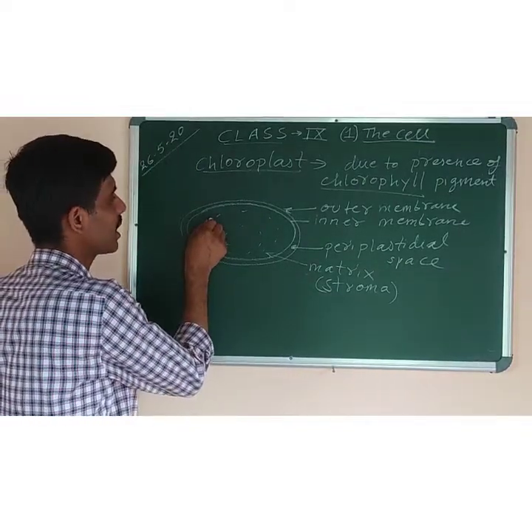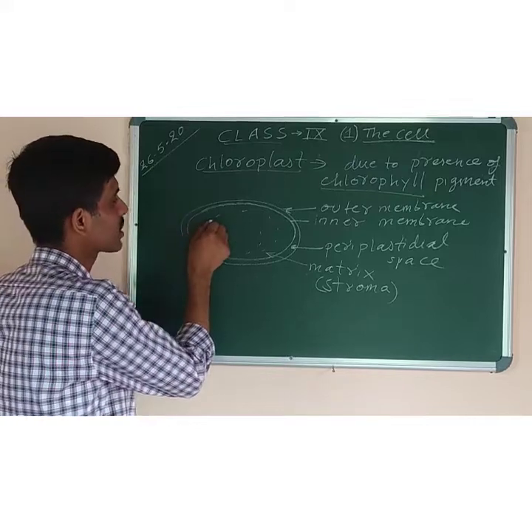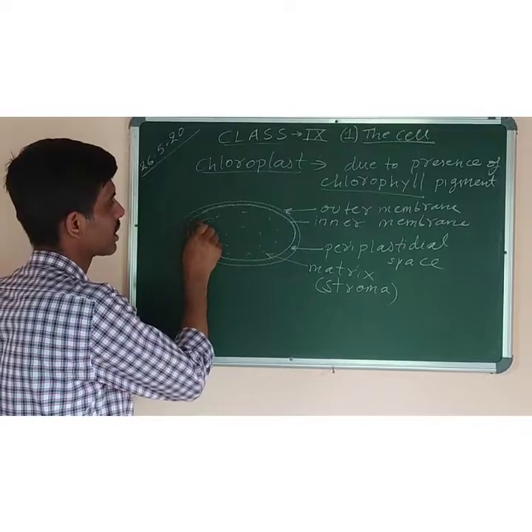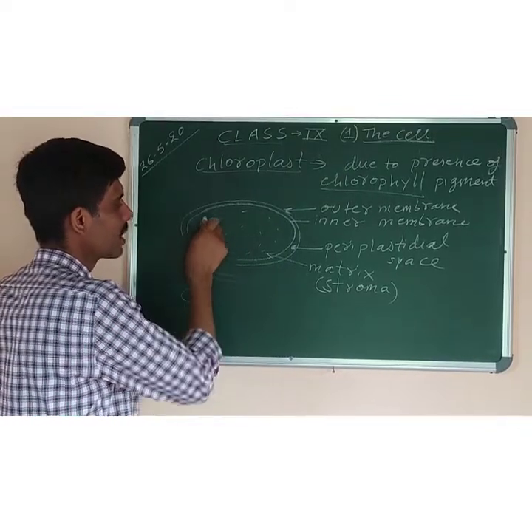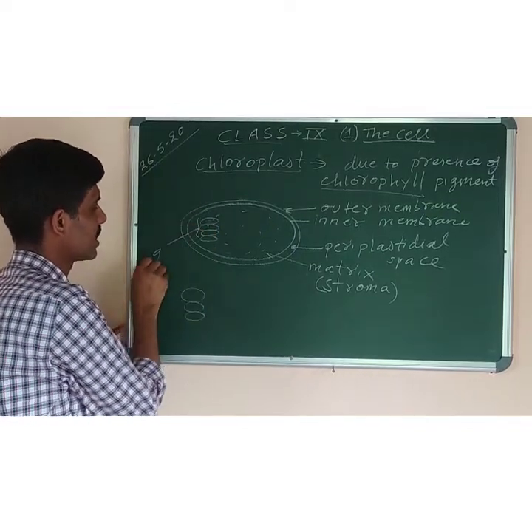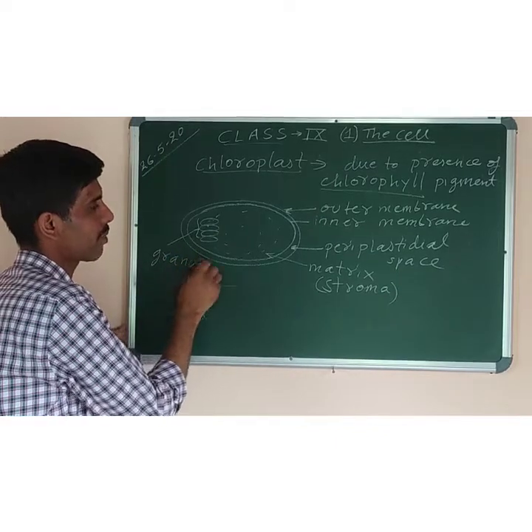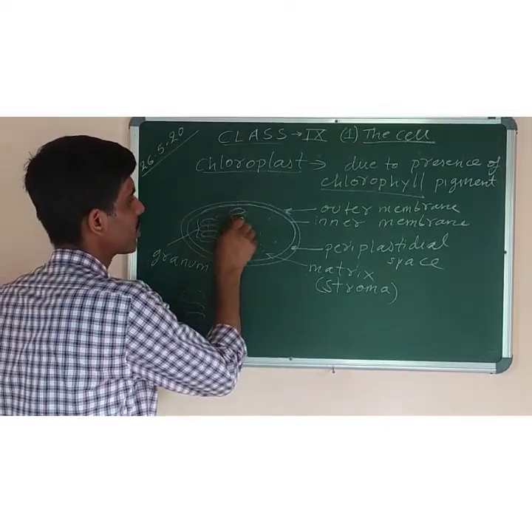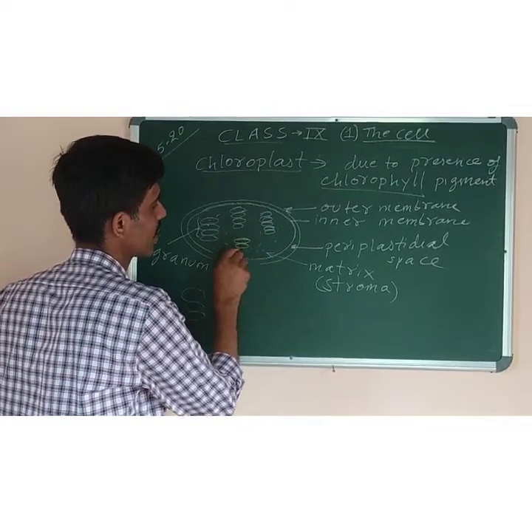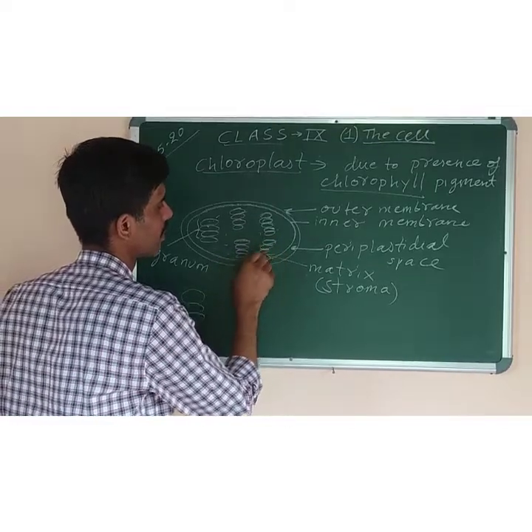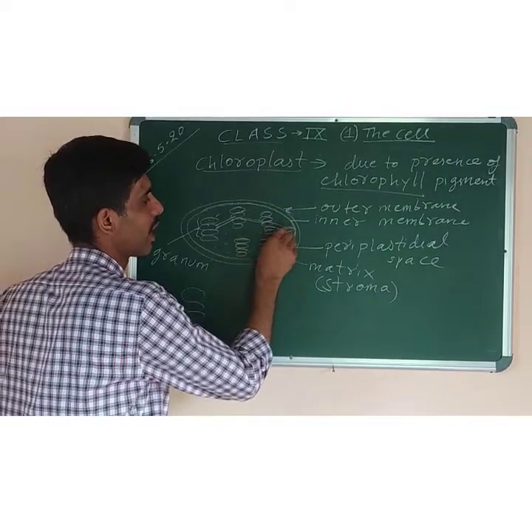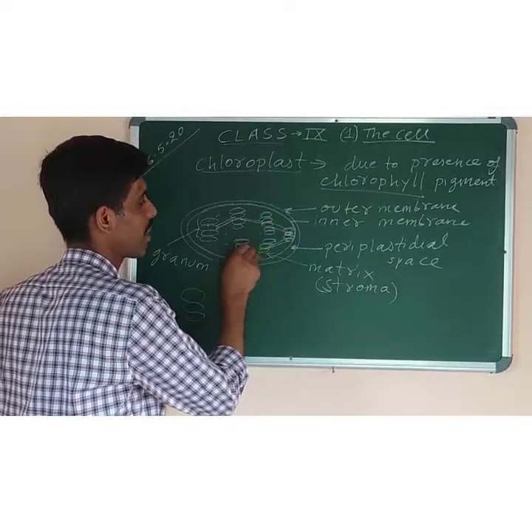Then inside it, it contains many stacks. Stacks means piles of these coils, thylakoids. They are arranged in a stack, in a pile, to form a structure called granum, G-R-A-N-U-M. Like this, many grana are present within a cell. Here also I have drawn the granum. Now each of these grana are interconnected with the help of fret or lamella.